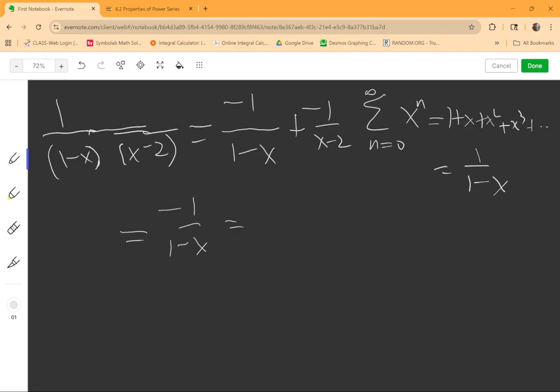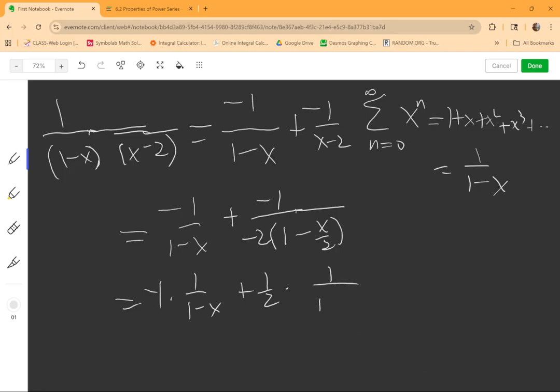And the reason for the negative here, all right, so plus, just be careful with my negative signs here. I'll get 1 and then minus x over 2. Okay, and then notice here I'll have -1 times 1 over 1 minus x, and this becomes plus 1/2 times 1 over 1 minus x over 2.